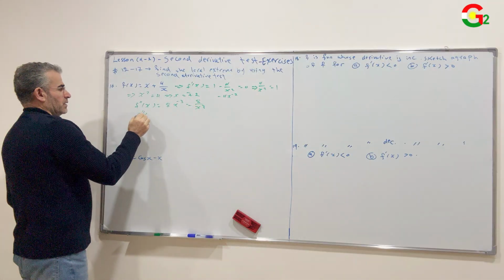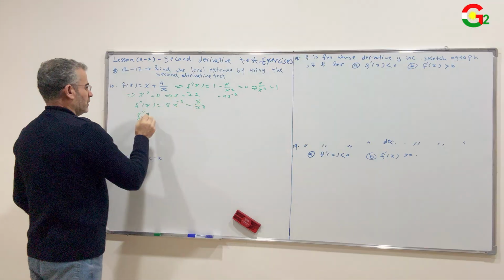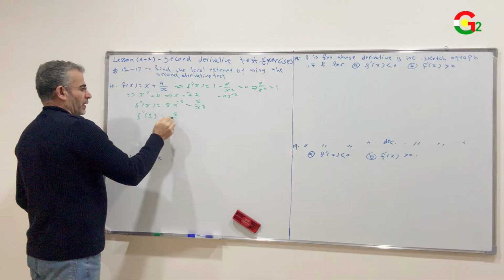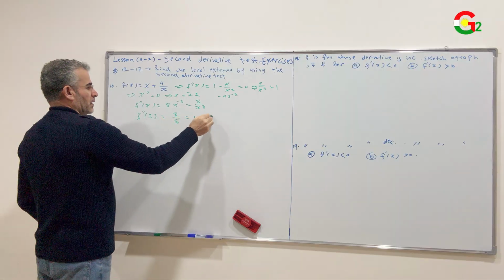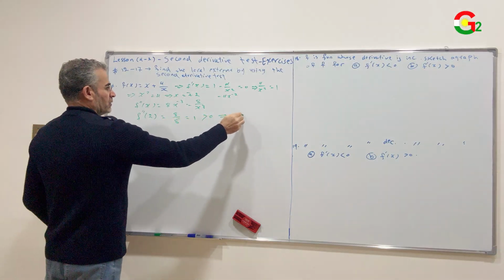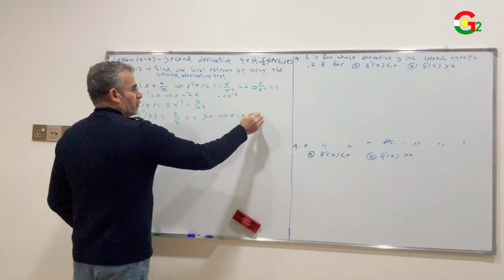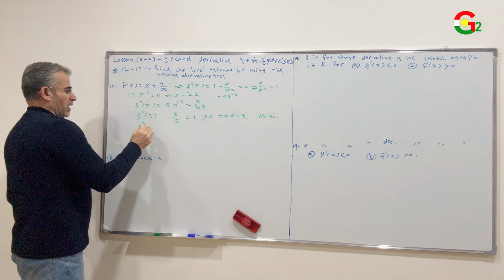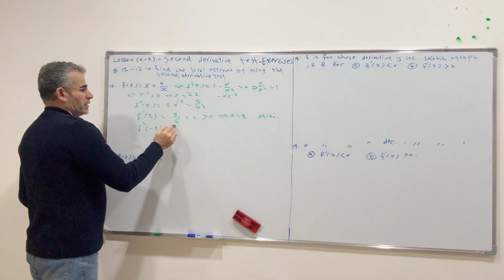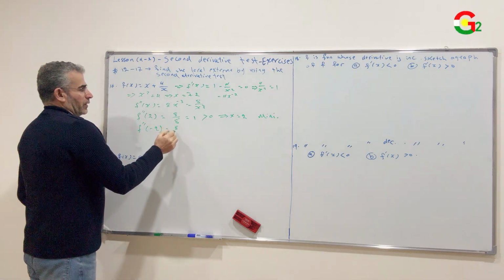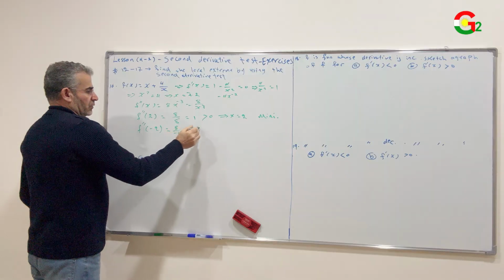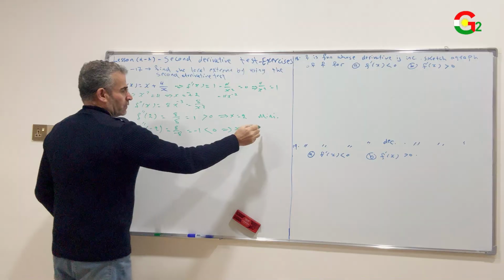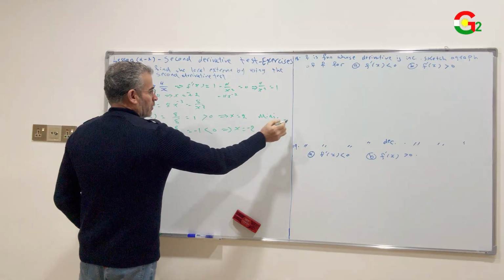Now find the second derivative at the critical points. f double prime of 2 equals 8 over 8, equal to 1, greater than 0. Then x equals 2 is a local minimum point for this function. f double prime of negative 2 equals 8 over negative 8, equal to negative 1, less than 0, then x equals negative 2 is a local maximum point for this function.